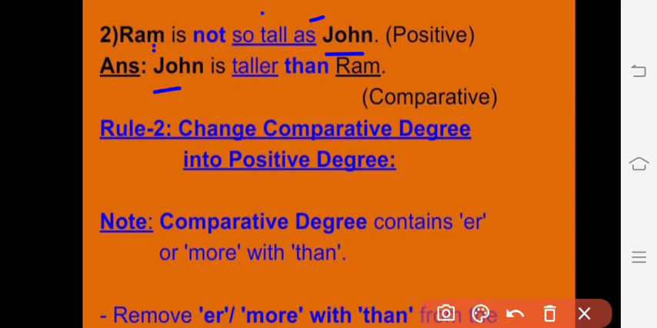So John is taller than Ram. The answer in comparative degree is like that. John is taller than Ram. Now we go for the next rule.